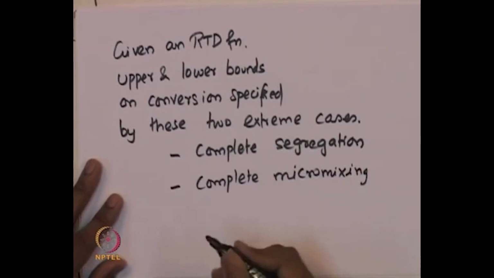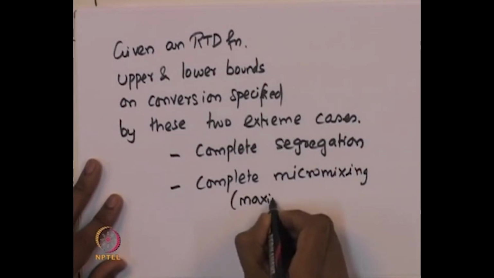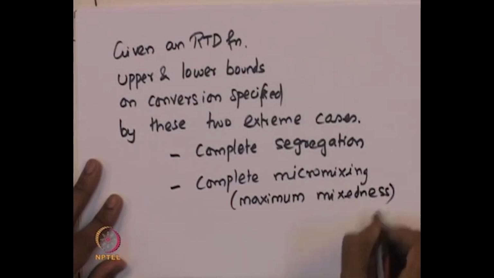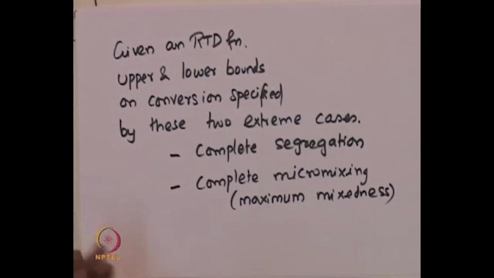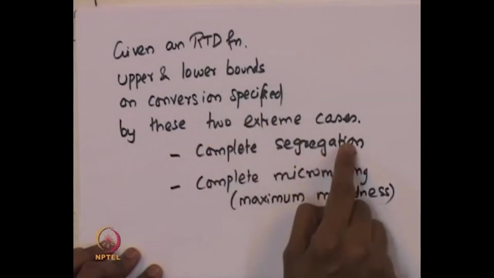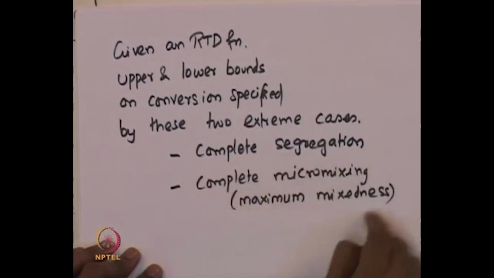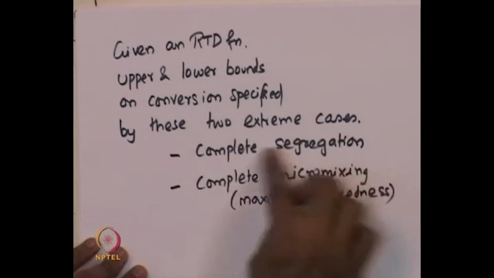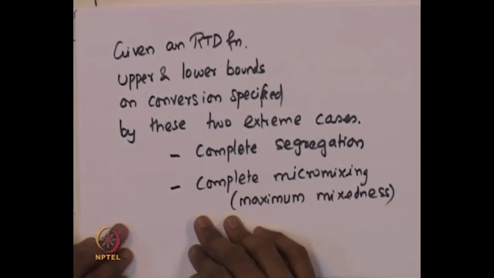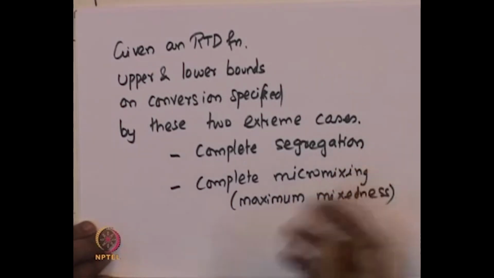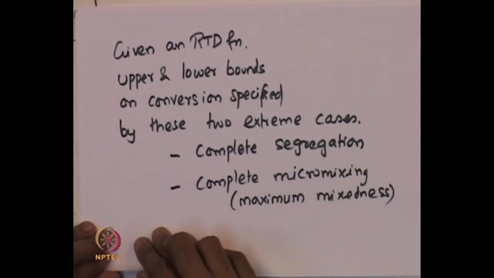So, the complete micro mixing is also called maximum mixedness. The two zero adjustable parameter model is essentially the model that corresponds to complete segregation, and the other model corresponds to the maximum mixedness model. So, how do we incorporate this aspect of complete segregation and complete micro mixing in the reactor model and combine that with the RTD function is the next step towards predicting the performance of a real reactor.